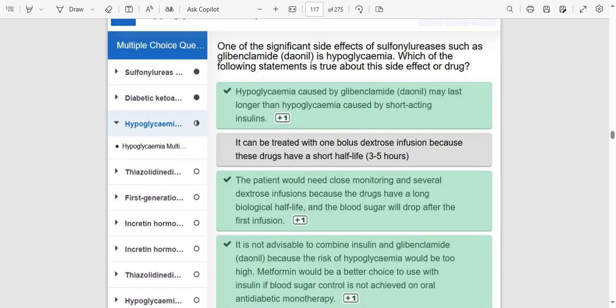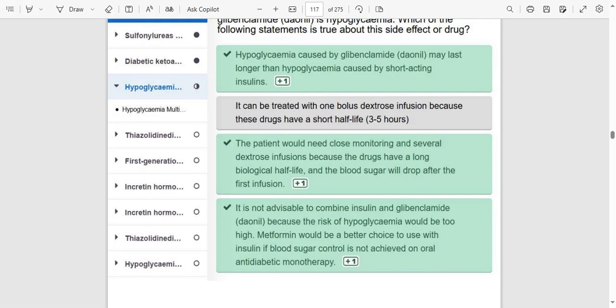It can be treated with one bolus dextrose infusion because these drugs have short half-life. That's not true. The patient would need close monitoring and severe dextrose infusion because the drug has a long biological half-life and the blood sugar will drop after the first infusion. Yeah, we know that sulfonylureas have a longer biological half-life than the elimination half-life.